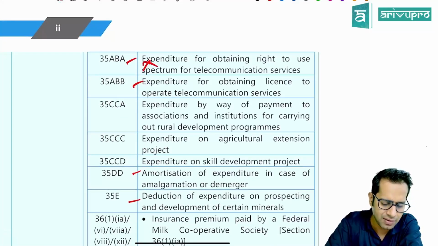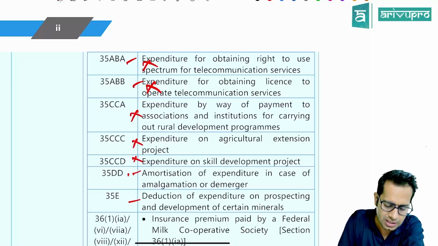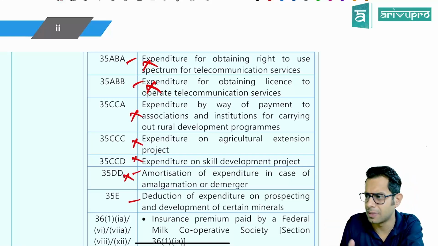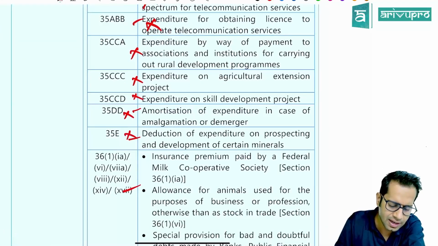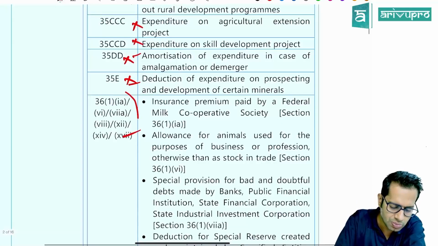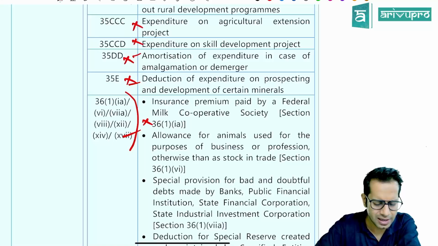35ABA we have not discussed. 35AB we have not discussed. 35CCA, CCC, CCD, DD we have not discussed, because these are not applicable. These are something which we are going to study at final level. 35E we have not discussed. All the points covered over here were not discussed in the classroom because they are not applicable at intermediate level.